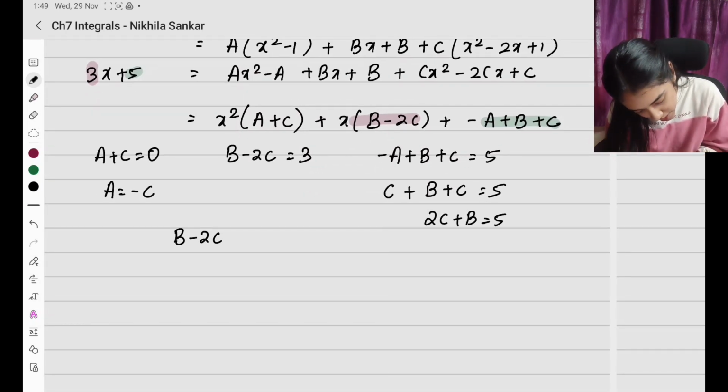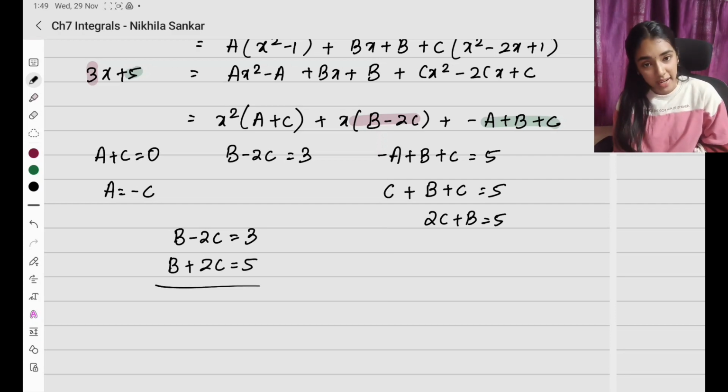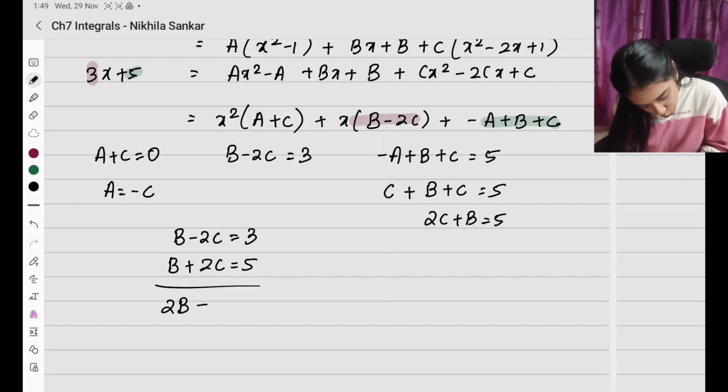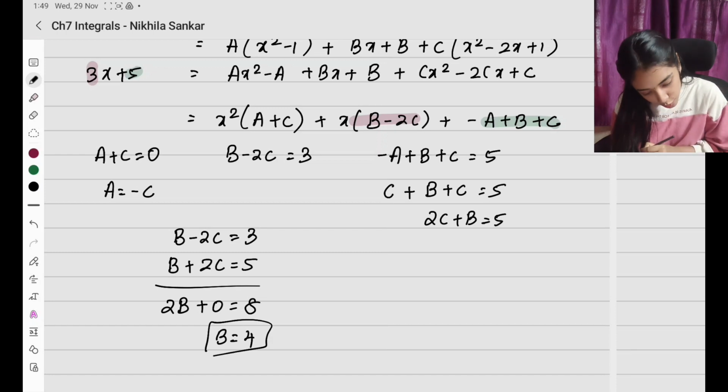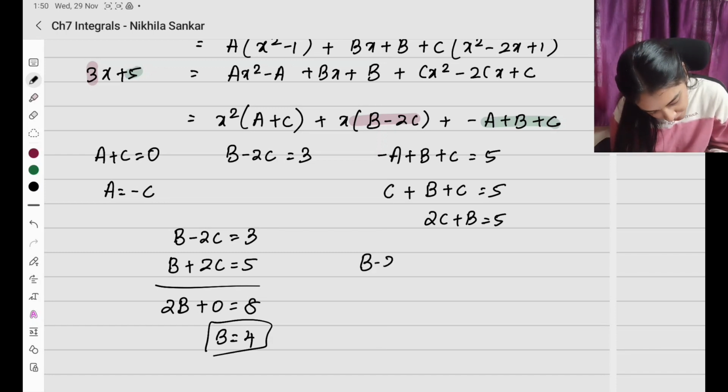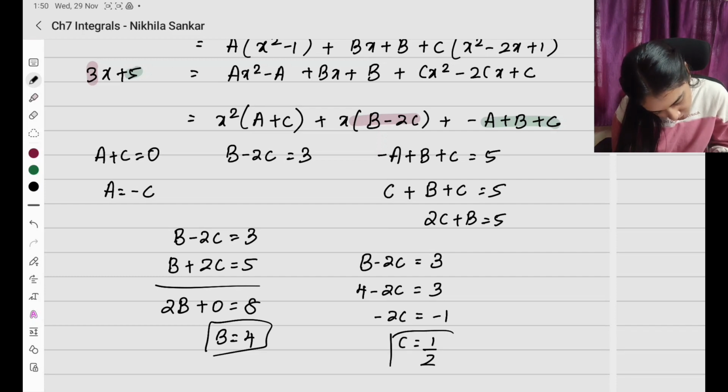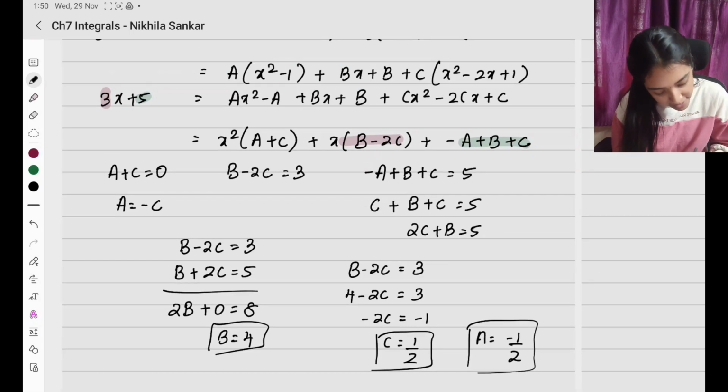So basically b minus 2c equals 3 is one equation. I have b plus 2c equals 5 as another equation. I'm going to add the two. Only then will this cancel. So I have 2b plus 0 equals 8. The value of b is going to be 4. Okay, if the value of b is 4, what do I have? b minus 2c equals 3. So I have 4 minus 2c equals 3, minus 2c equals minus 1. The value of c is half. If the value of c is half, the value of a is going to be minus half. A is minus c, right?